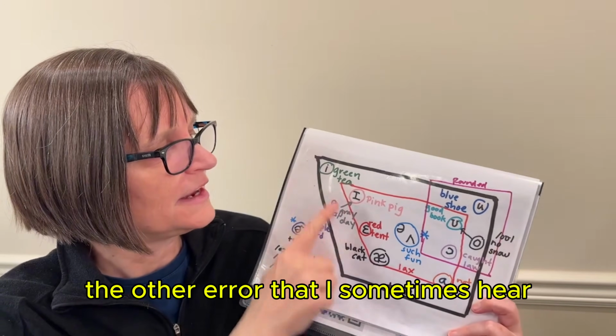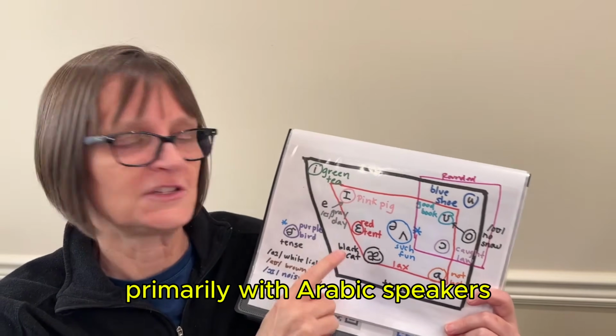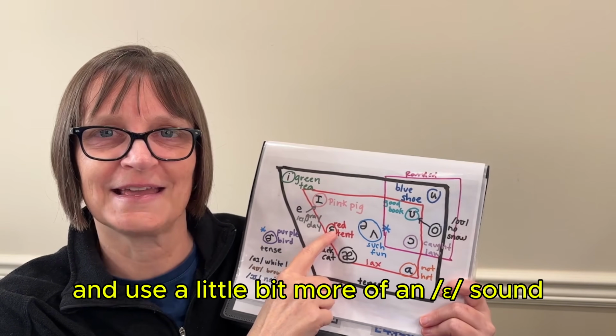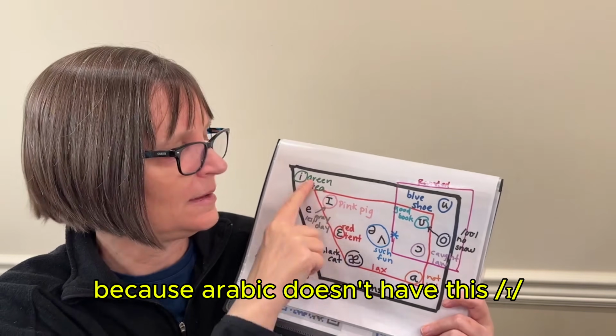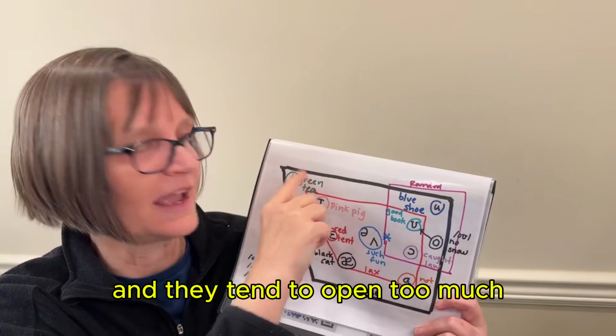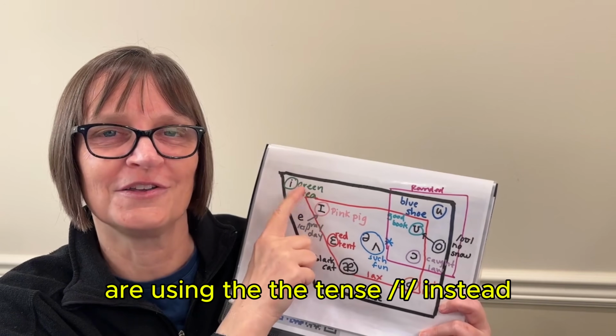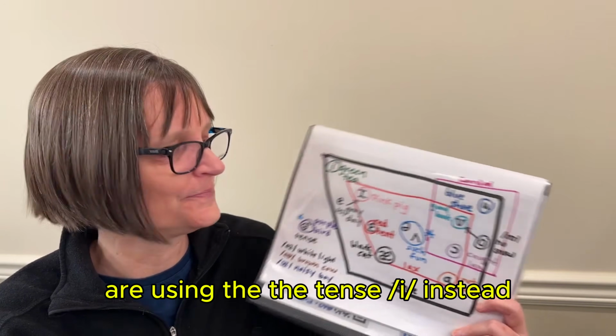The other error that I sometimes hear, primarily with Arabic speakers, is that they may go a little too open and use a little bit more of an eh sound instead of an I sound, because Arabic doesn't have this I and they tend to open too much. Most of the errors for I, though, are using the tense E instead.